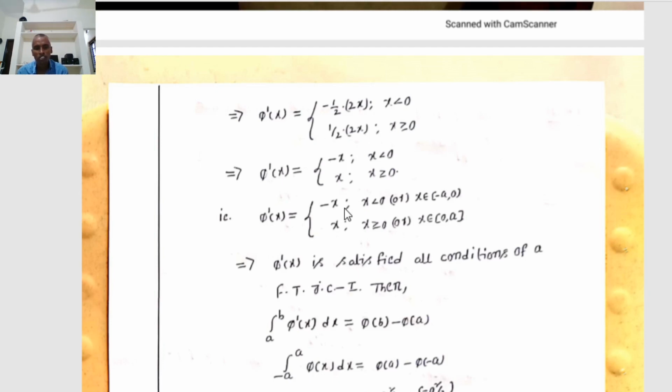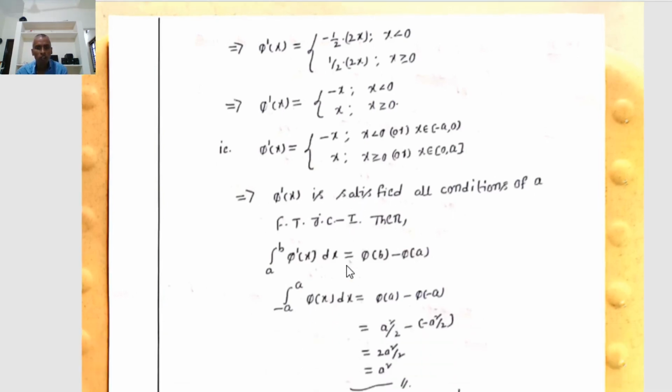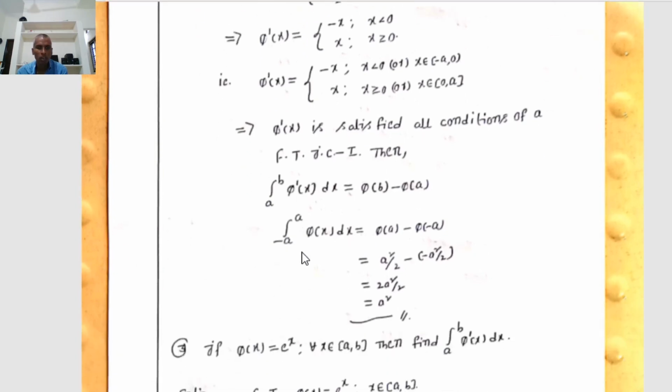Therefore, phi is continuous on the closed interval minus a comma a, phi is derivable on the open interval minus a comma a, and phi dash is Riemann integrable. Therefore, phi satisfies all conditions of the fundamental theorem of integral calculus 1. Therefore, by the fundamental theorem of integral calculus, we get integration a to b g dash of x dx equal to g of b minus g of a, where g means phi.